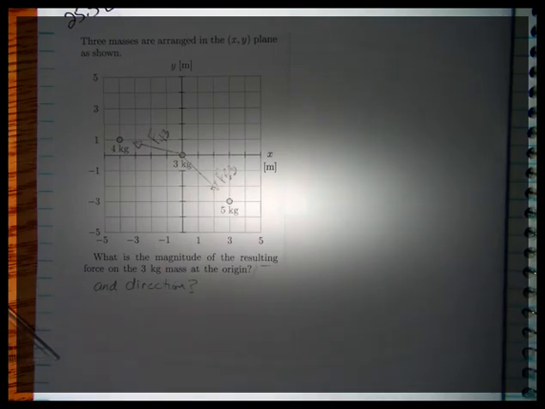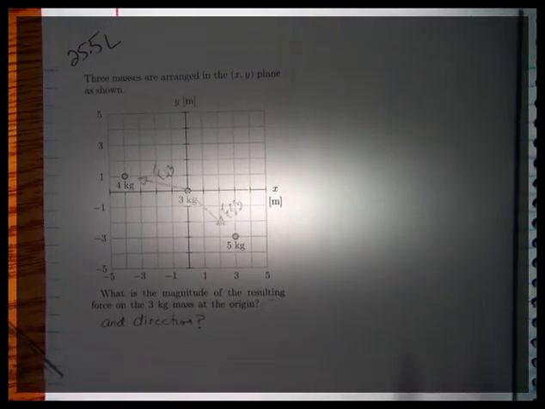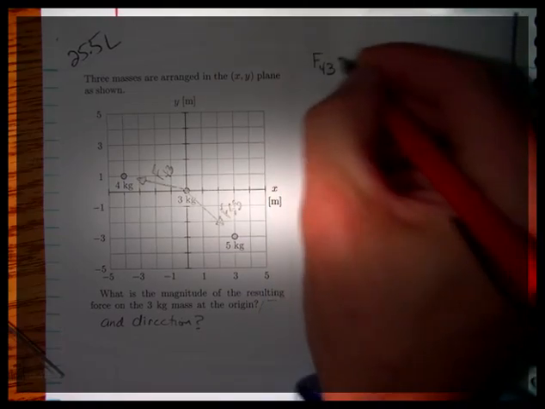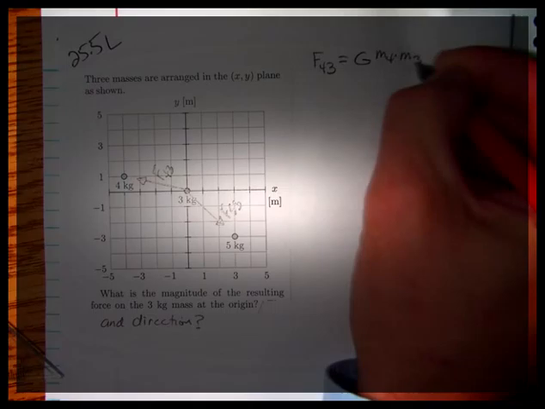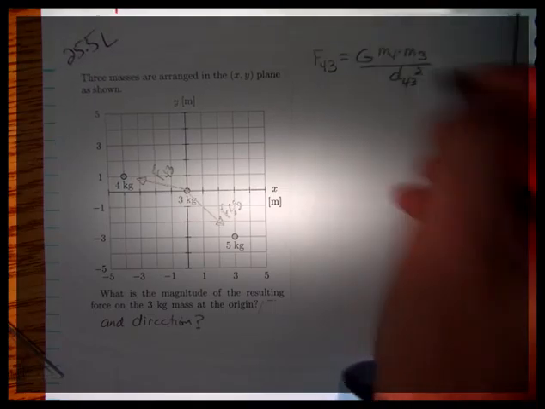All right, so we'll start out with the force of 4 on 3. I'm going to put it up here because this is going to be a long problem. It's going to take all of our paper. So the force of 4 on 3 is equal to G m4 times m3 divided by the distance between 4 and 3 squared.